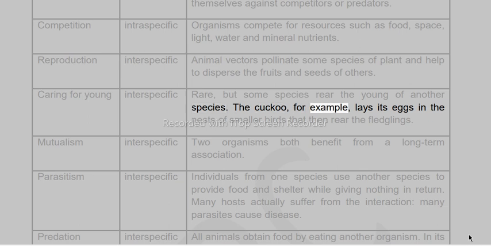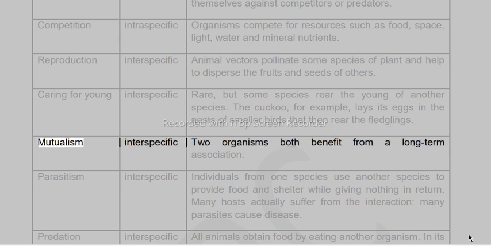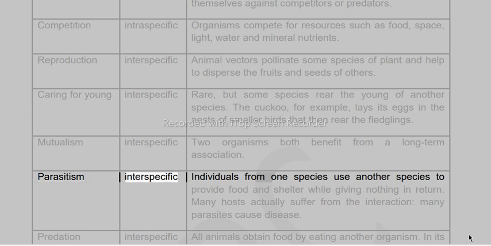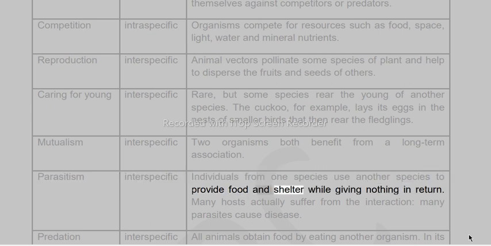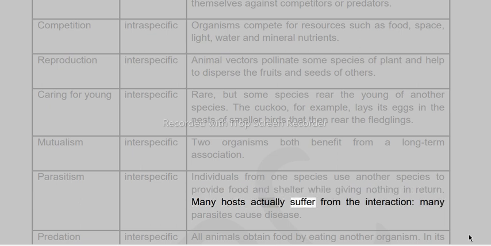The cuckoo, for example, lays its eggs in the nests of smaller birds that then rear the fledglings. Mutualism. Interspecific. Two organisms both benefit from a long-term association. Parasitism: interspecific individuals from one species use another species to provide food and shelter while giving nothing in return. Many hosts actually suffer from the interaction. Many parasites cause disease.